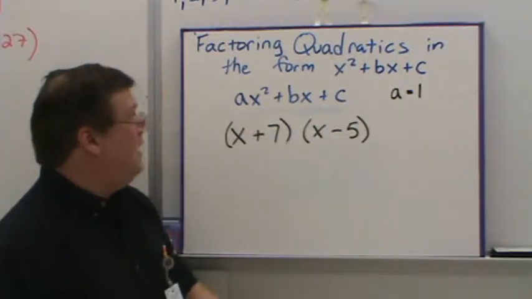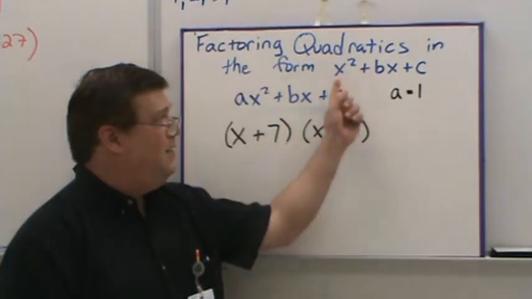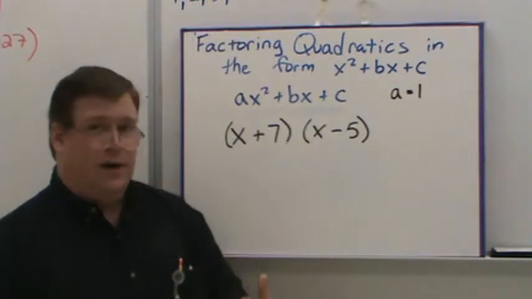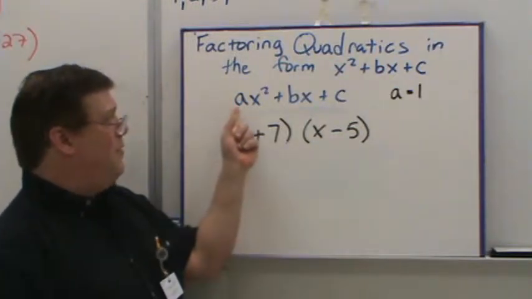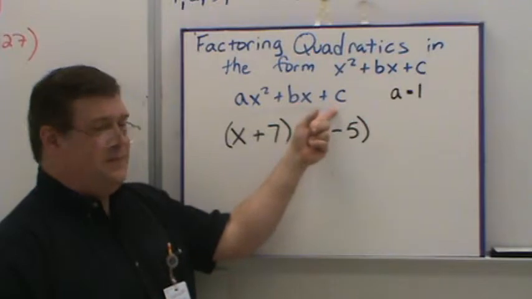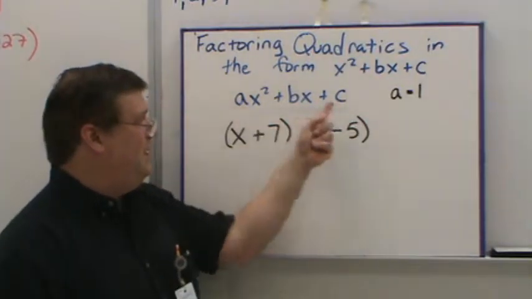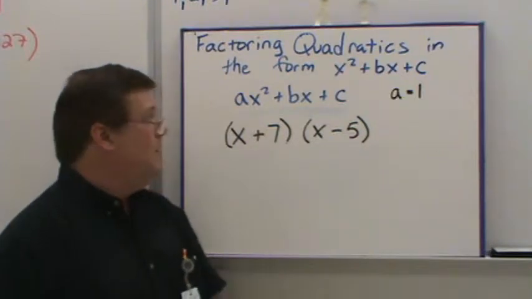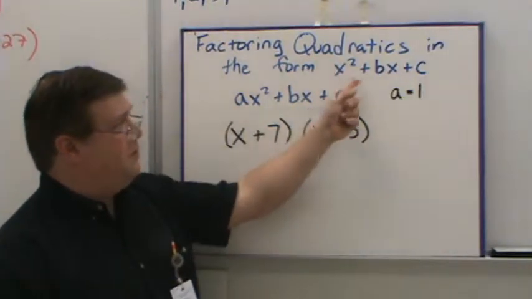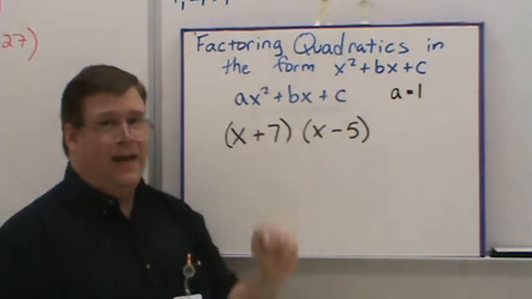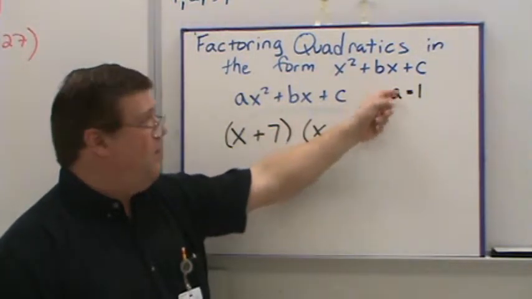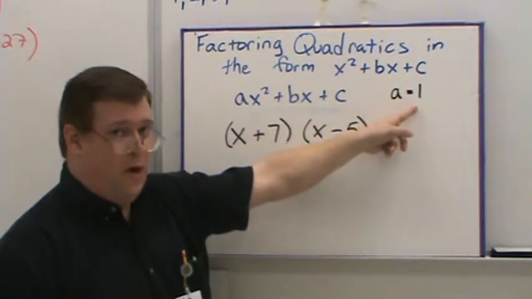Hello. The objective of this video is to discuss factoring quadratics in the form x squared plus bx plus c. First we should recognize that a quadratic is anything that can be written in the form ax squared plus bx plus c, where a, b, and c are real numbers and a is not equal to 0. Now you notice I said the form x squared plus bx plus c. I don't have the a in front here. We're going to work with quadratics that just have a coefficient on the x squared of 1.